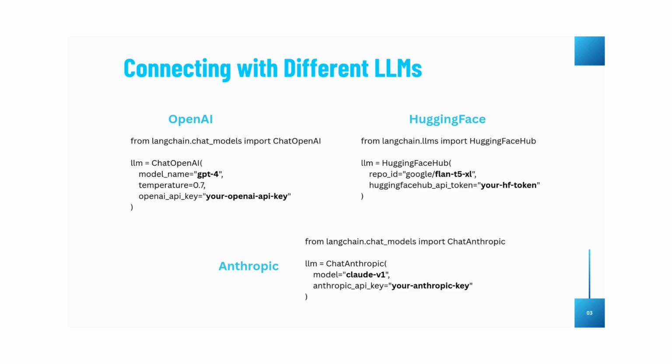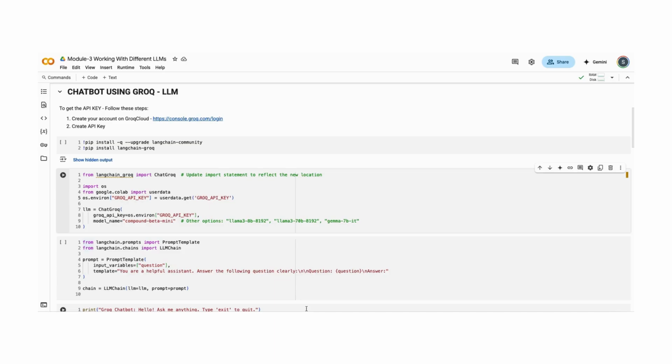This flexibility allows for A/B testing across models, fallback logic, or even chaining different LLMs together. Alright, now let's jump into a live demo where we will explore how to use different LLMs through Groq Cloud. You need to create a Groq Cloud account and create the API key.